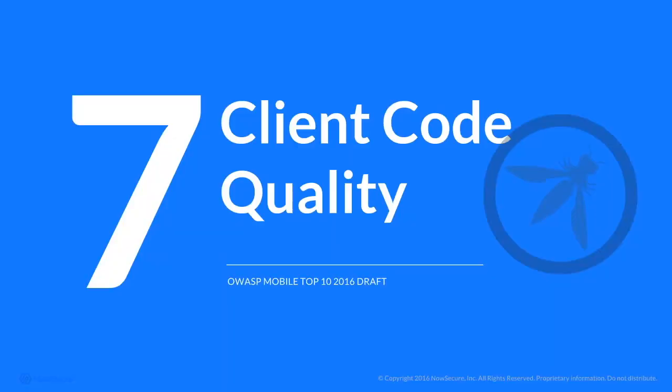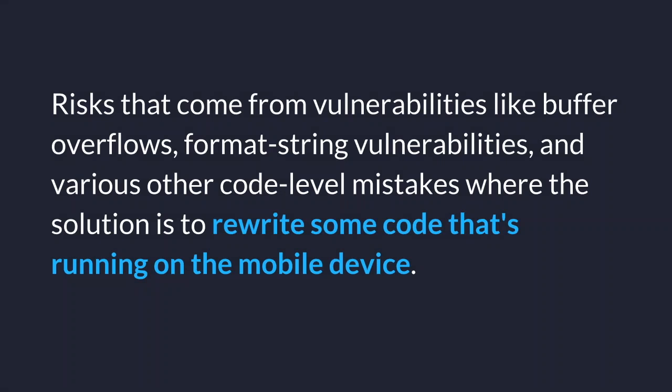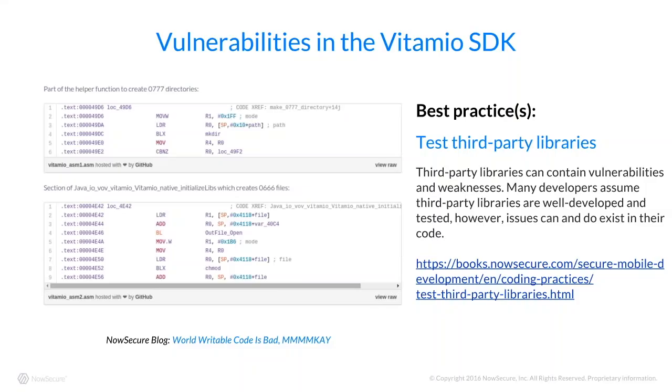Great, thank you, Katie. The next issue we're going to be talking about is client code quality, number 7 here on the OWASP Mobile Top 10. Client code quality can refer to risks that come from vulnerabilities like buffer overflows, format string vulnerabilities, and various other code-level mistakes where the solution is to rewrite some code that's running on the mobile device. We actually have a really good example of this from NowSecure researcher Jake Van Dyke, and he's published this research on the blog, which we'll link to.